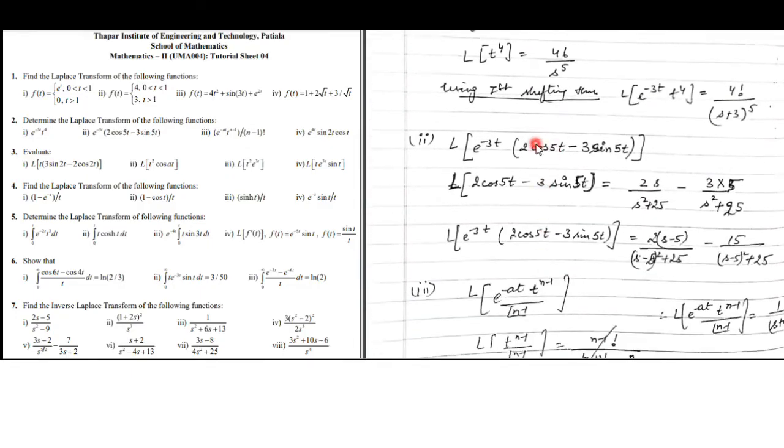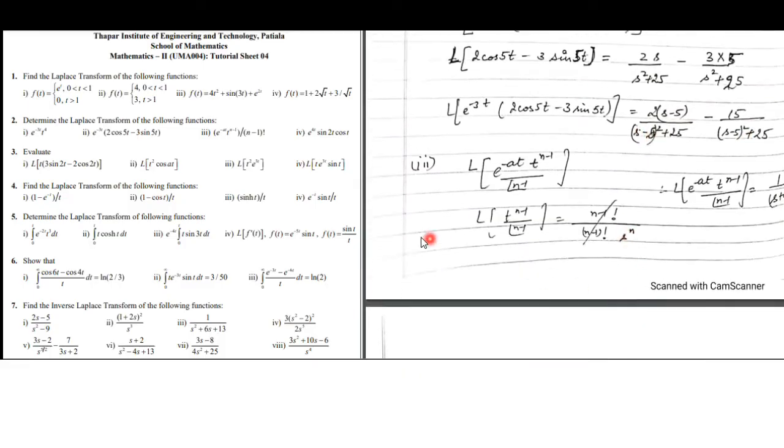Similarly, in the second part, first of all, find out the Laplace of cos 5t, sin 5t. Simplify this. And then using the first shifting theorem, we replace s with s plus 3. Here it should be s plus 3. I have written it wrong over here. This s should be replaced with s plus 3. It's not s minus 5, it is s plus 3, because in e to the power at, here a is minus 3, so it should be s plus 3.